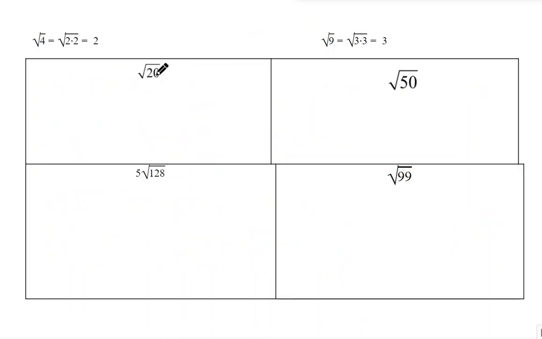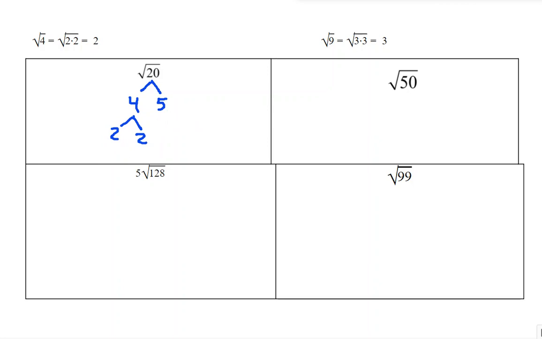All right, so I have 20, right? I can make a factor tree of 20. So I say to myself, what times what gives me 20? Well, I know 4 times 5 gives me 20, right? 5 is a prime number. I can't break that down anymore. But 4 I can break down more, right? 4, I know 2 times 2 will give me 4. So 2 is a prime number. I can't break that down anymore.